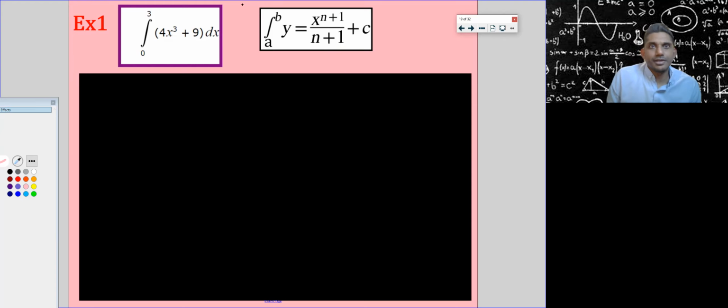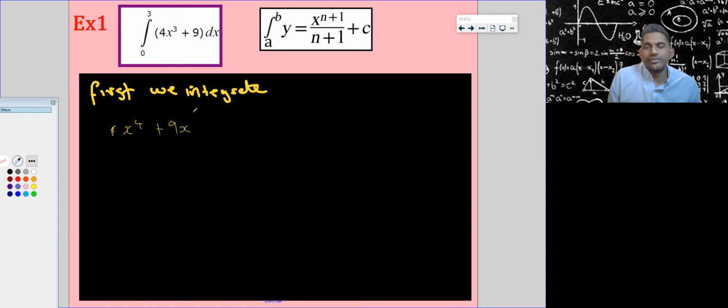Welcome back. So first we integrate, and we end up with 4x to the 4 over 4, which is x to the 4, plus 9x. Now, when we've integrated, we put these square brackets in.